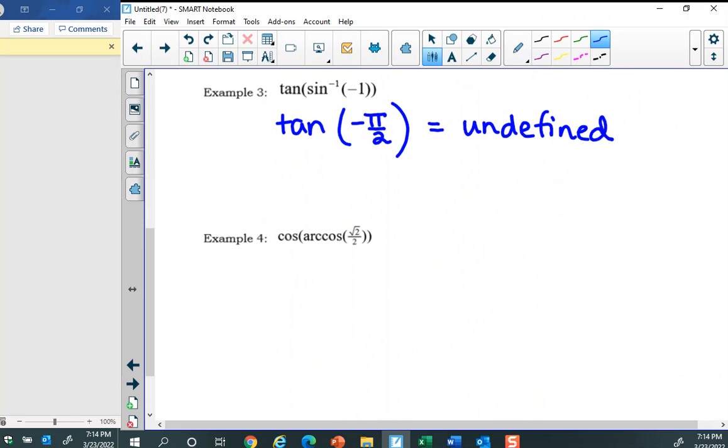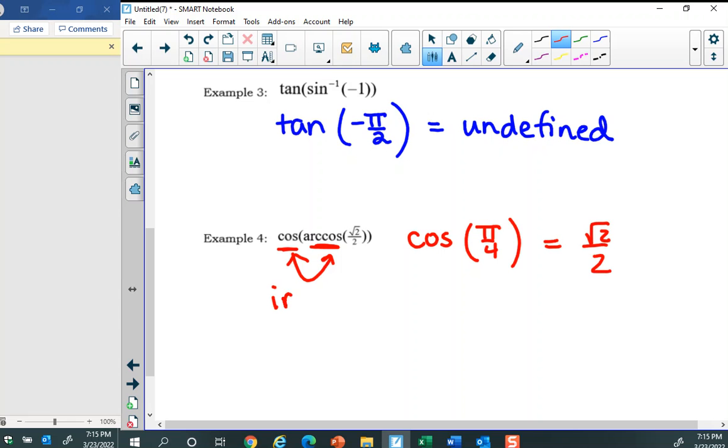And then, once again, we've got a nice combination of functions here, arc cosine of cosine. If I just kind of think through, I'm like, well, the arc cosine of √2/2 is pi/4. And then, well, what's the cosine of pi/4? √2/2. Once again, we've got this little inverse pair combo that works.